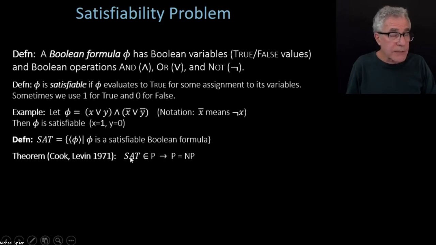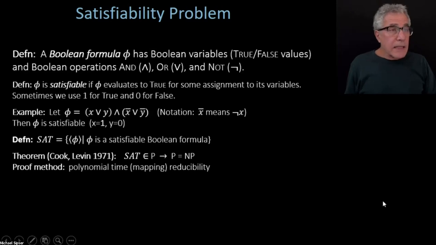So if you could solve this problem SAT in P, then Hamiltonian path is also solvable in P. When you step back and think about that, it's kind of amazing. And the method that we're going to introduce is called polynomial time reducibility.